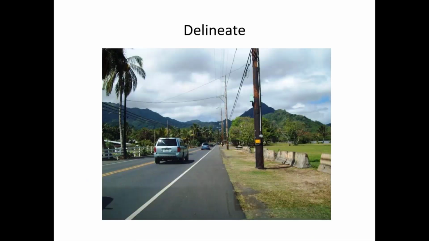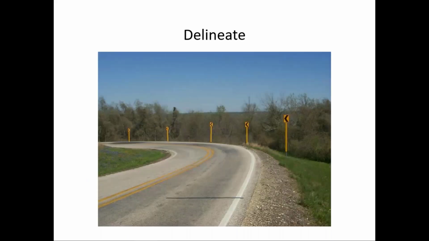And then remember the last item in the priority scheme, if we can't do anything else, at least try to delineate the roadside obstacles as this utility has done. And I'm seeing more and more of this as I travel around the country, that utilities are putting this yellow reflective tape around their poles. And delineate the curve when you can.